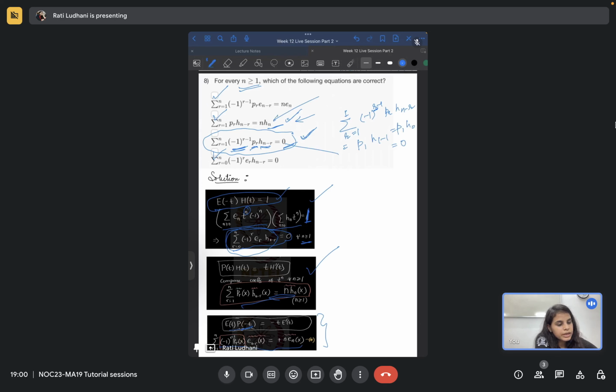We'll get again n is equal to 1, that means r equals 1 to 1, so that means p1 h 0 is equal to what? When n is equal to 1, this is 1 and h1. So this is h1 and this says this is 0. So that means definitely these are not correct, because this is correct, that means this is equal to h1, and h1 is non-zero, we know that. So this cannot be true. So this is wrong.